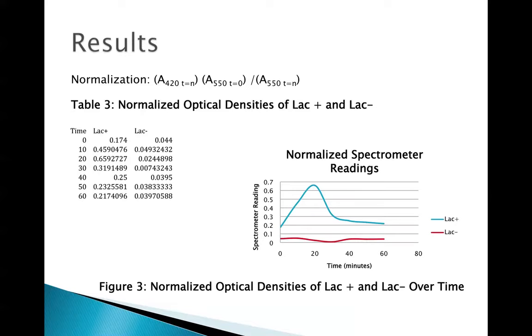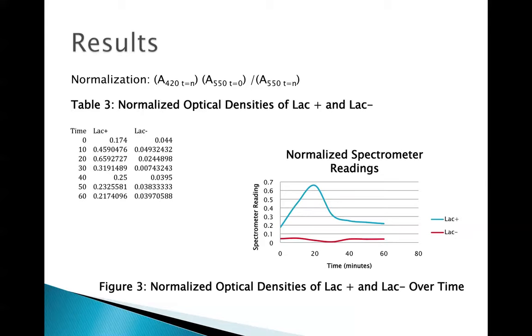Normalization allows us to remove some interference caused by bacterial cells in the spectrophotometer. First, you see the formula for normalization, in which you take the optical density at 420, multiply it by the optical density at 550, and then divide by 550, and this removes the bacterial cells from the equation.